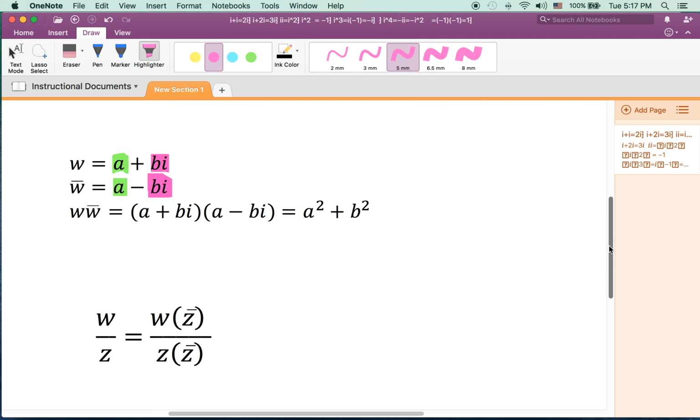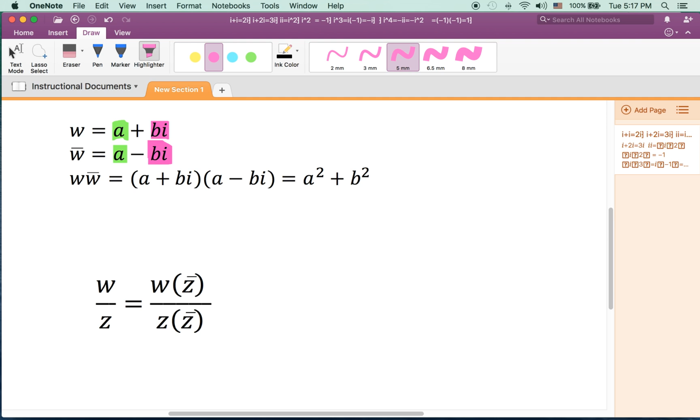Dividing complex numbers requires us to use the complex conjugate. If we have the quotient of two complex numbers, w divided by z, we can evaluate that by multiplying both the numerator and the denominator by the complex conjugate of z. That will make the denominator real. Then you'll be able to divide both the real and imaginary components of the product w times the complex conjugate of z by that real number. So all that you have to do is remember to multiply the numerator and the denominator by the complex conjugate of the denominator.